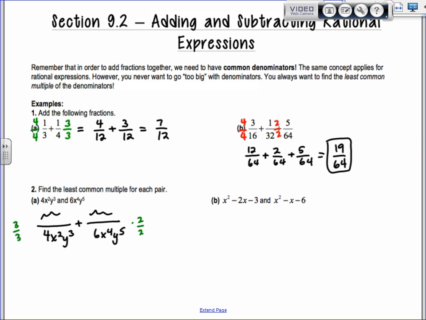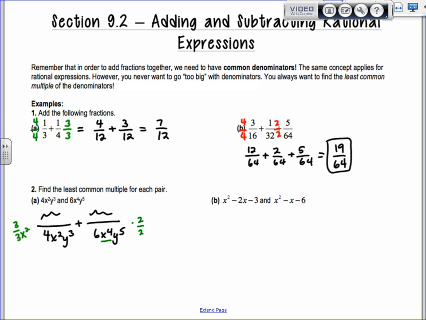X to the, not to the 2, x to the 4. It needs to get bigger. Multiples are numbers that are bigger, right? Multiples of 8 are 8, 16, 24. It keeps getting bigger and bigger. So I need the bigger one. So I would need to multiply this first one by another x squared to get x to the 4th. But this other side doesn't need anything.